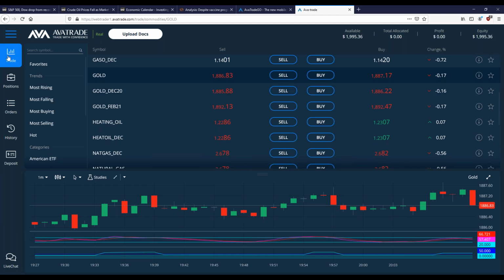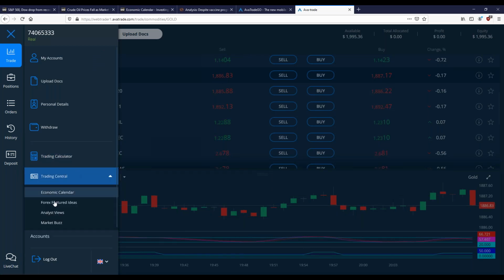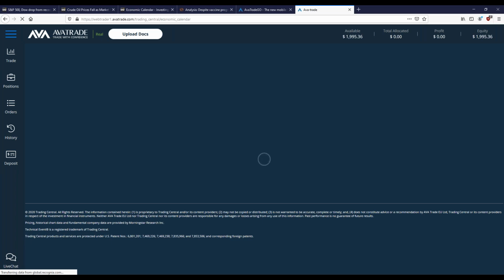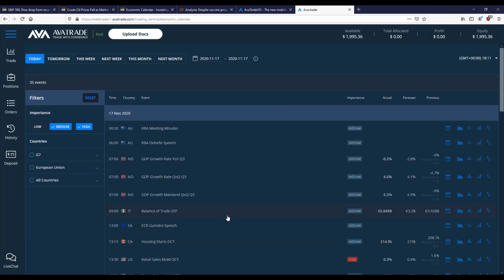What else is nice to know on this platform? You have, on live accounts, demo accounts won't have all these features available. On live accounts, you'll see Trading Central. Economic calendar, it's the same as you'll find lots of places. It's nothing special about the economic calendar, but it is nice. There it is. I can click on it. You can find it on Forex Factory, Economic Calendar, or investing.com.